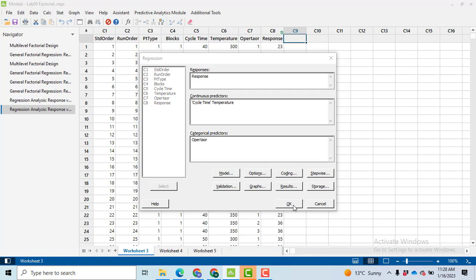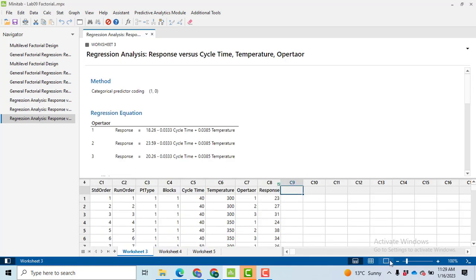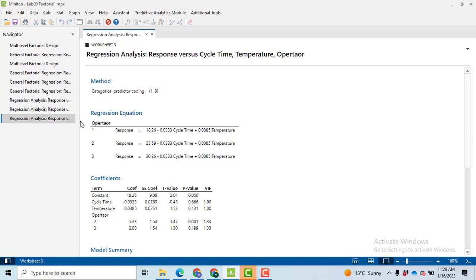You will get three regression equations based on the number of categorical levels you have. You can see that all of the coefficients, along with cycle time and temperature, are the same in the three equations. However, the value of the y-intercept is changing. Operator number 2 has the highest intercept, which means operator 2 is better than operators 1 and 3. Then operator 3 is better than operator 1. So if you have a categorical factor, you will get different regression equations, and the intercept will show you which categorical level is better than the others.